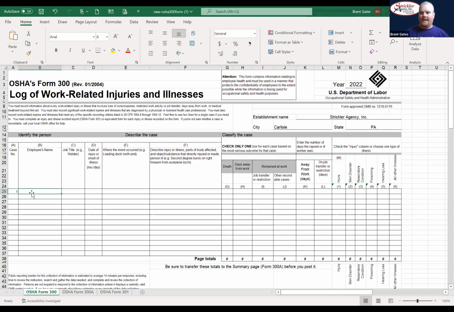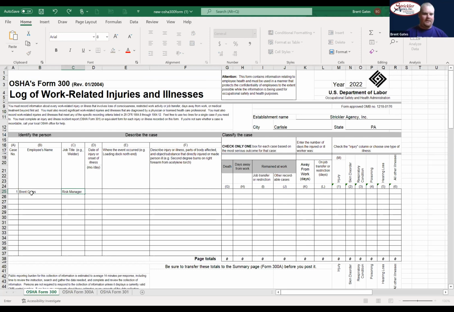So first thing, anytime we want to put this up, we need to put the employee's name. Now, if you need to send this to a general contractor, or to whomever might be requesting it, by all means, you can black out the person's name before you send it to that person. But anything from an OSHA standpoint in the federal government, we need to have the individual's name on here. So we're going to put Brent Gates in here. That's my name. My job title is the risk manager.